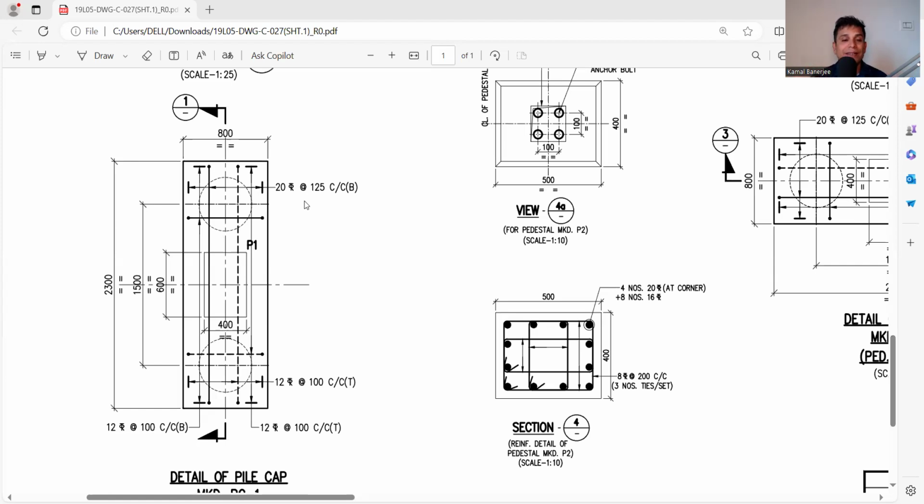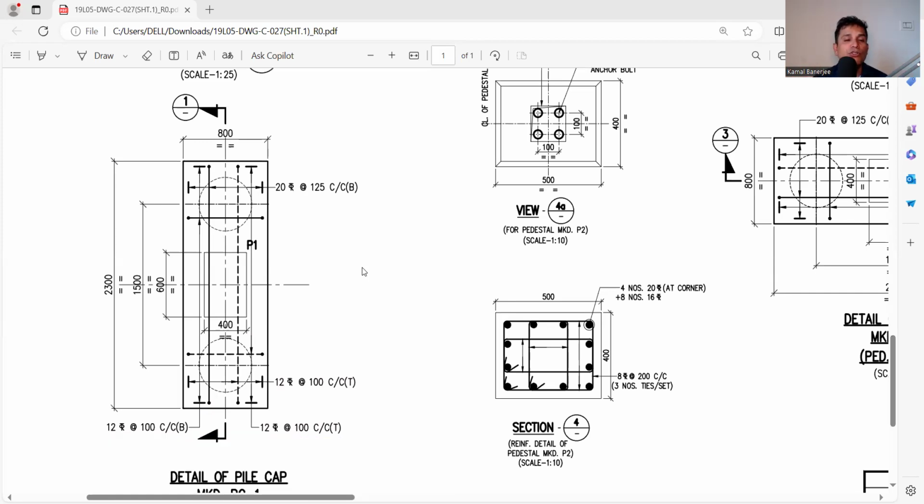Now what will be the other direction? See, the other direction is this bar. From here to here, it is 12 torr at the rate of 100 center to center. So bottom in the longer direction, 20 torr at the rate of 125, and in the shorter direction 12 torr at the rate of 100 center to center. So the bottom reinforcement we have already found out.